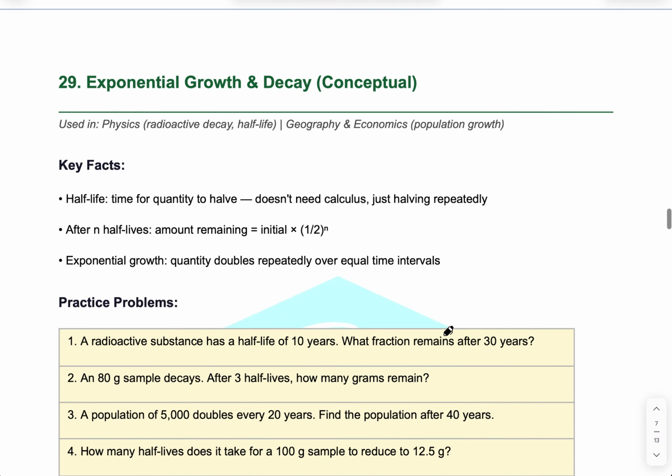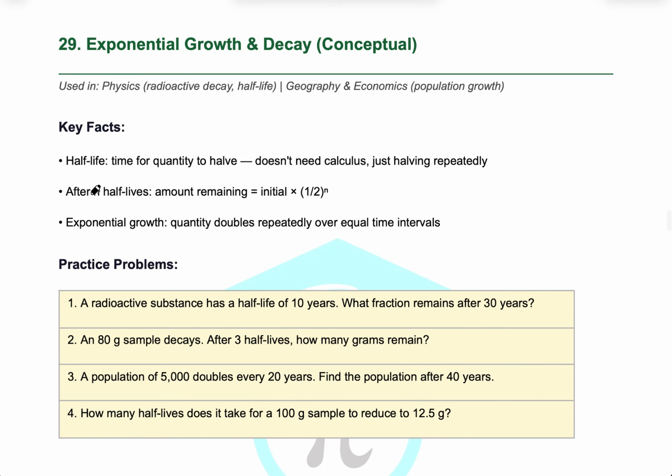Okay, let's talk about exponential growth and decay. This one you need when you are calculating half-life and when you are doing population growth as well. So half-life is the time for a quantity to halve. That is the time taken for it to become half of itself. For instance, if something starts from A, it becomes A over 2. Whatever time it took to get to A over 2, that is the half-life of that quantity.